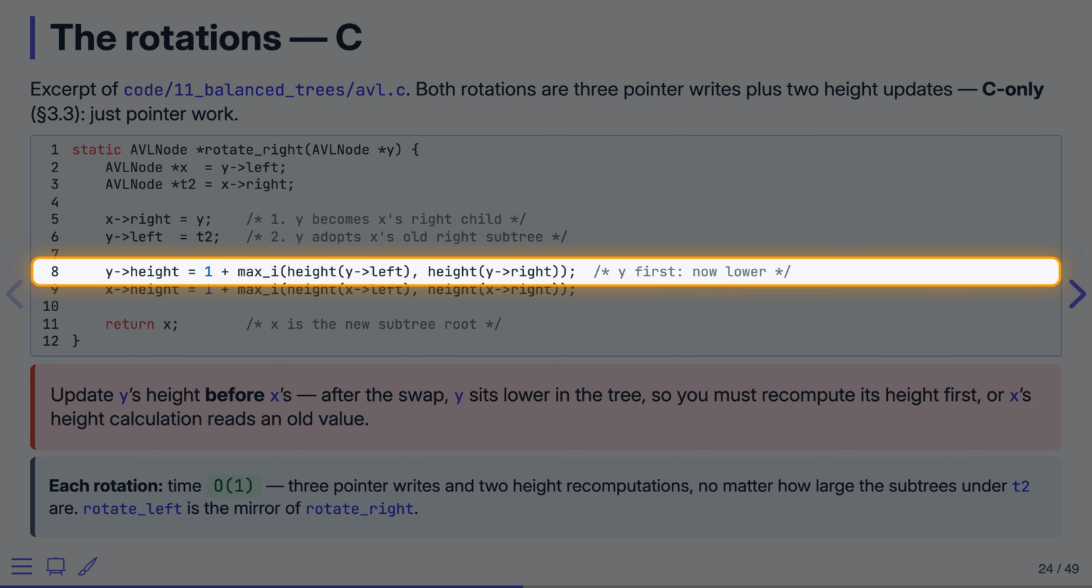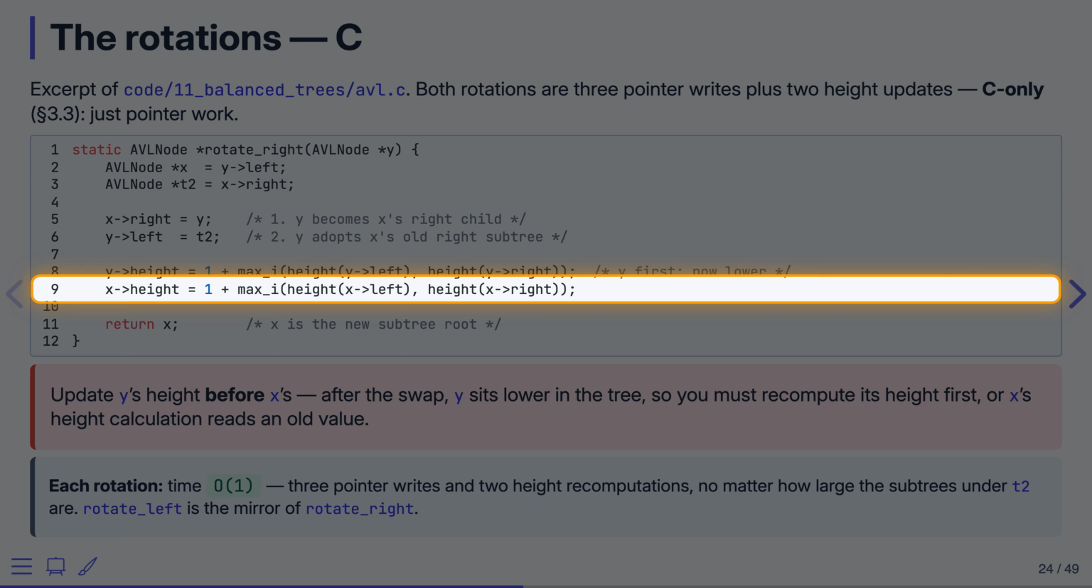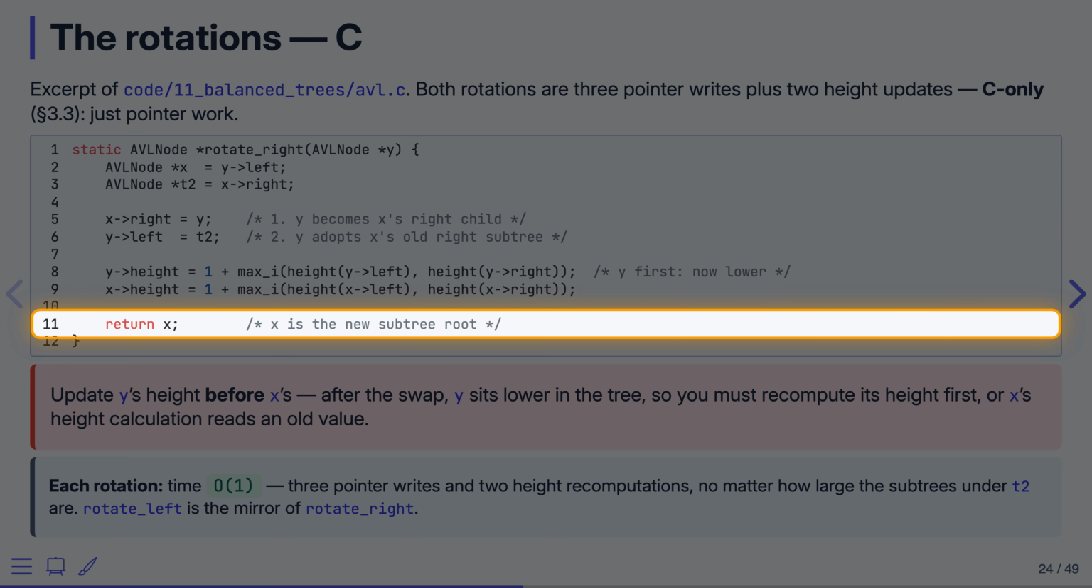We update Y first, because after the swap Y sits lower in the tree. Its new height is 1 plus the max of its two children's heights. Then we update X's height the same way, 1 plus the max of its children's heights. Because Y is already correct, X now reads good values. Finally we return X, the new root of this subtree.